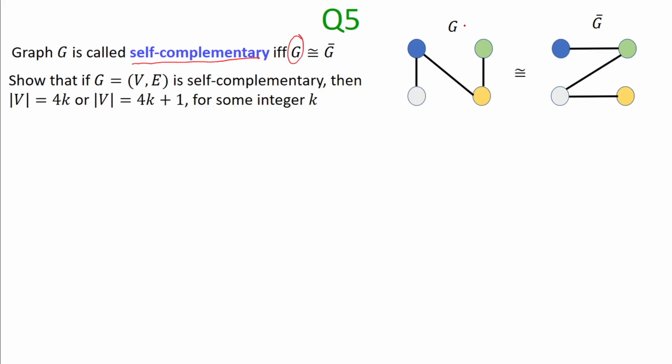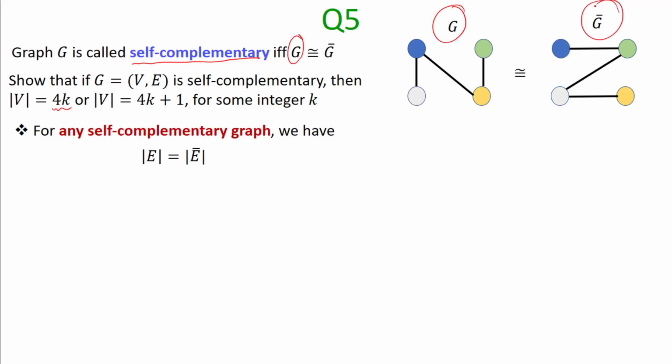So we want to prove here a very interesting property about self-complementary graphs. We want to prove that if your graph is a self-complementary graph, then the number of nodes in the graph is either a multiple of 4 or it is of the form 4 times k plus 1. That means either the number of vertices is completely divisible by 4, or if you divide the number of vertices by 4, then you will get the remainder 1. That is what we want to prove here. At least you can check that this statement is true for the G and G complement that we have here. The number of vertices in G is 4 and 4 is divisible by 4. So how do we prove this?